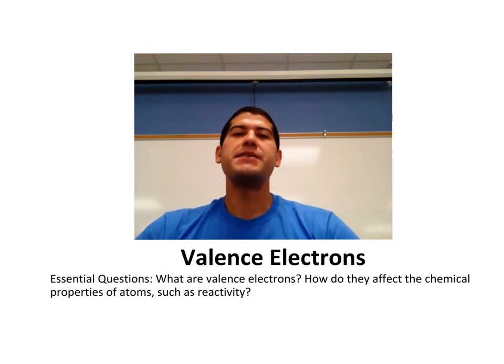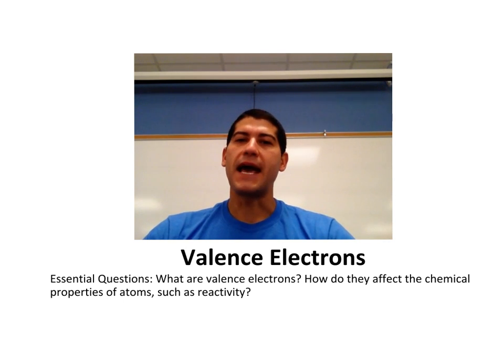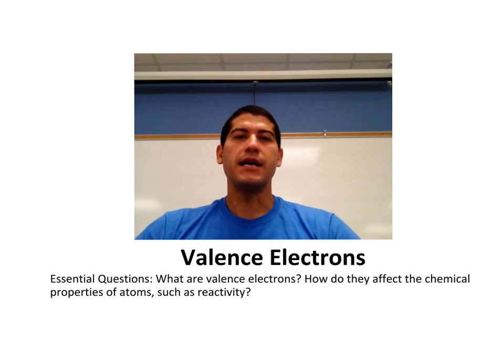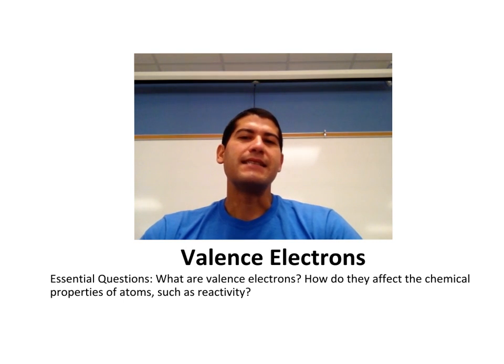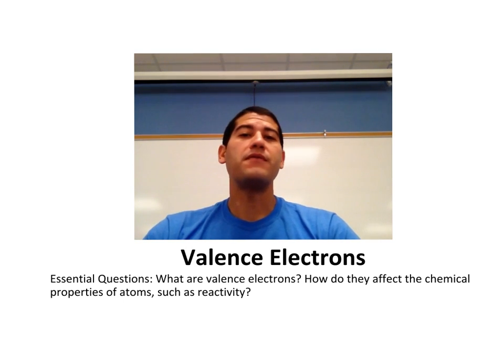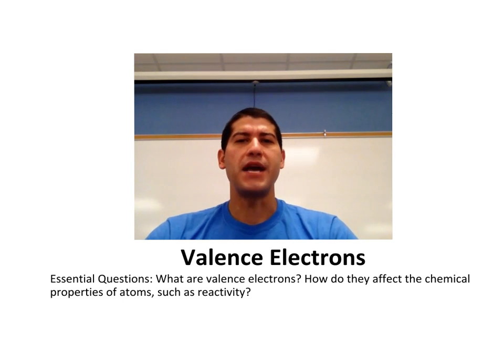Our video today is about a really important part of an atom, valence electrons. You already know what electrons are, but the word valence is probably a new one to you. An object's valence is its capacity to react with or affect something else. So valence electrons have something to do with chemical reactions.